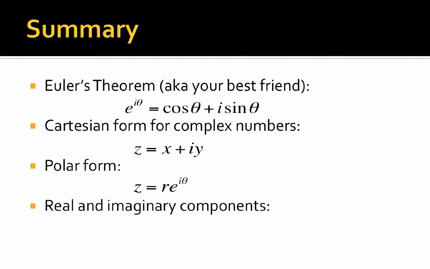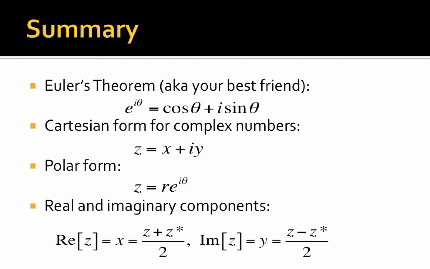And these numbers have real and imaginary components. The real component is simply x. The imaginary component is simply y. And you will see that the real component could also be written as z plus z star over 2, and the imaginary component is z minus z star over 2i.